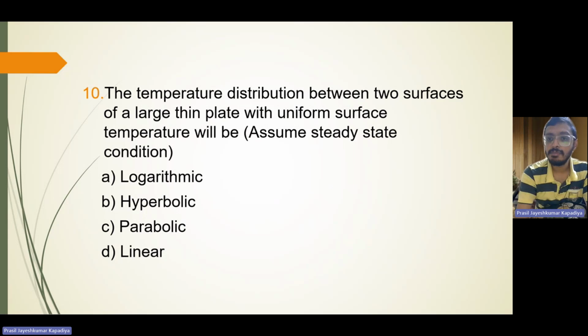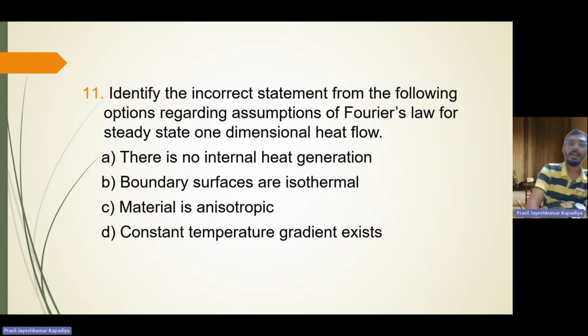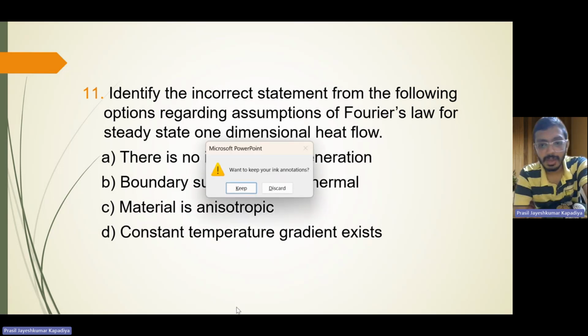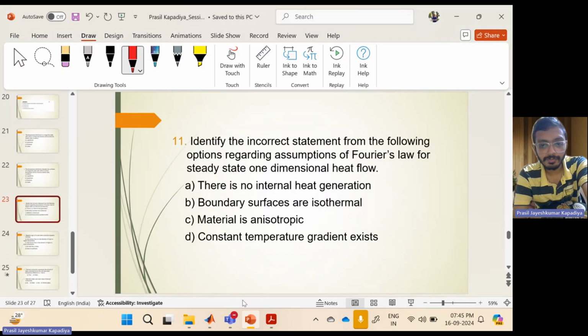It is the same question. Okay, this question: identify the incorrect statement from the following options regarding assumptions of Fourier's law of steady state one-dimensional heat flow. So let's first see it in detail.